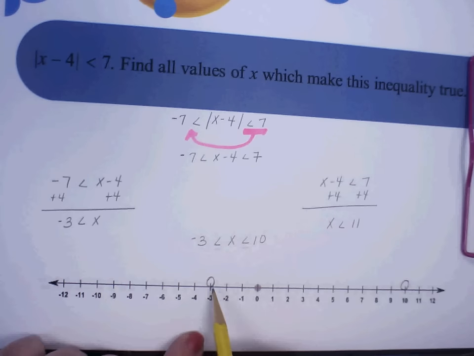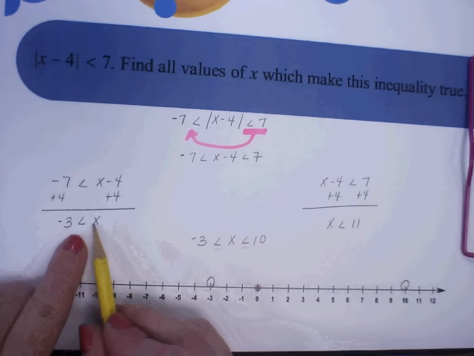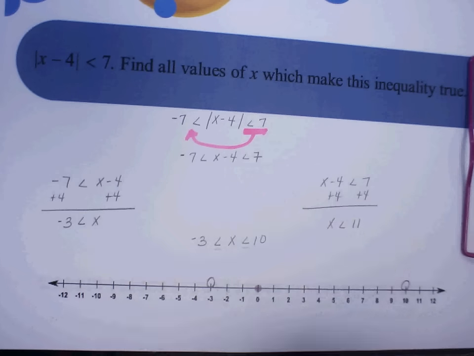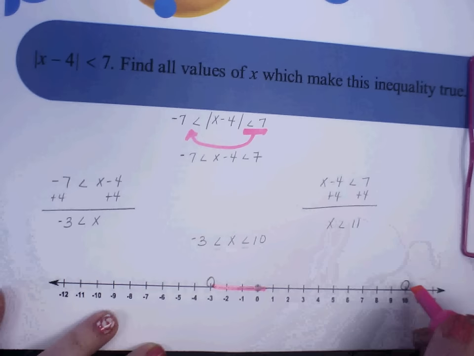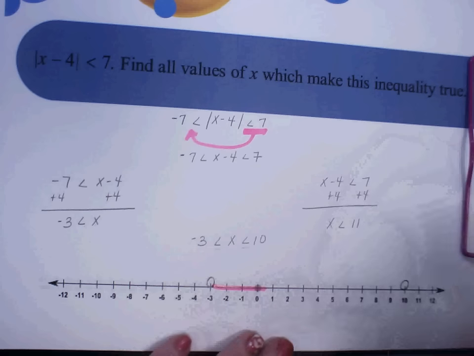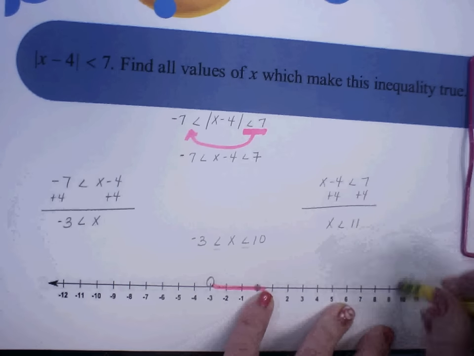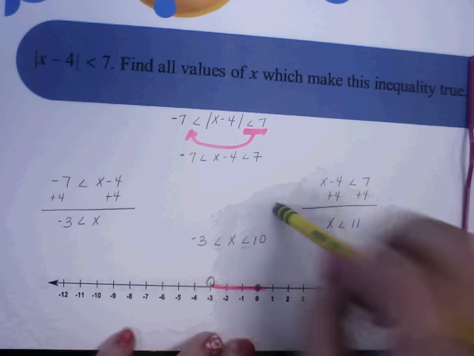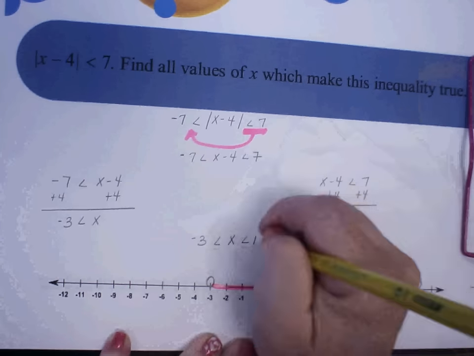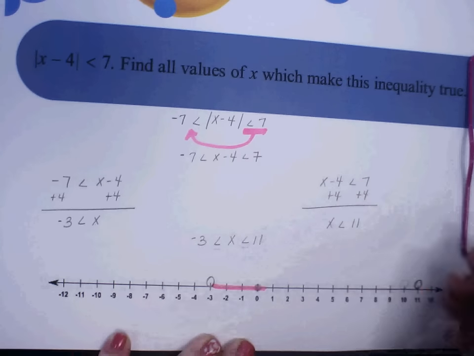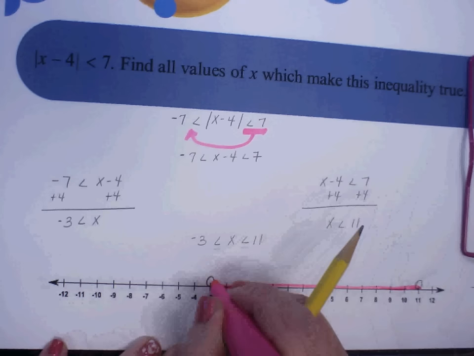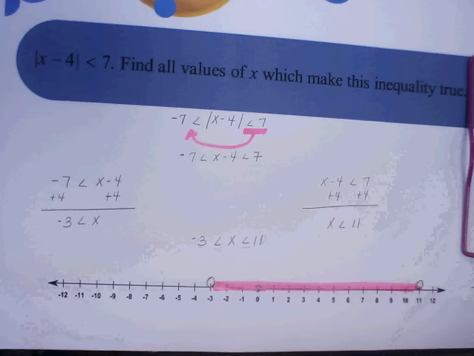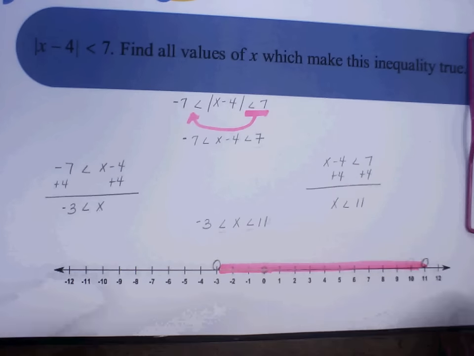Now x has to be greater than negative 3. So the numbers that are greater than negative 3 go this way. And x has to be less than 11. I'm sorry, I put it on 10. It's 11, not 10. I'm sorry, babies. It's 11. That's an 11. And the numbers that are less than 11 would be here. So the solutions for this absolute value inequality are any of those that are highlighted.